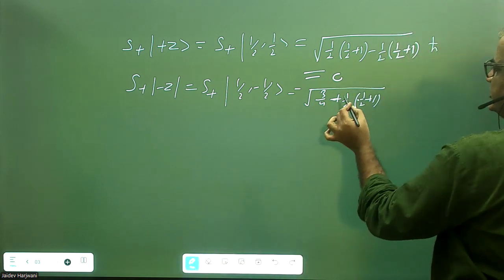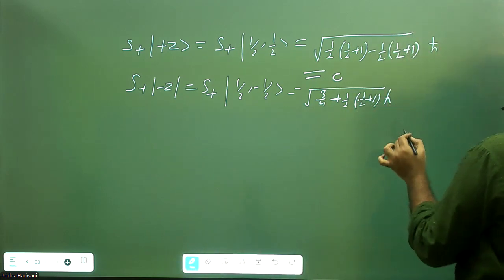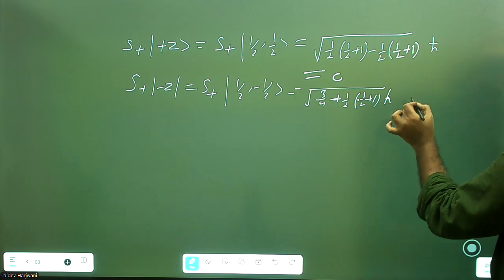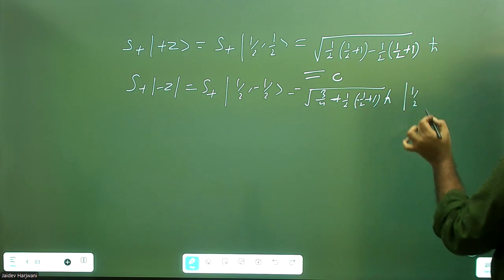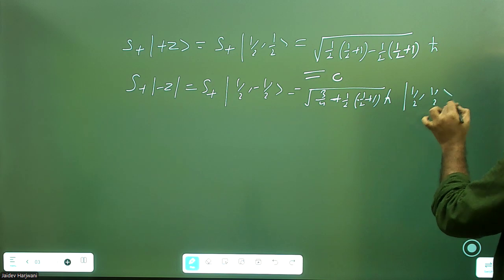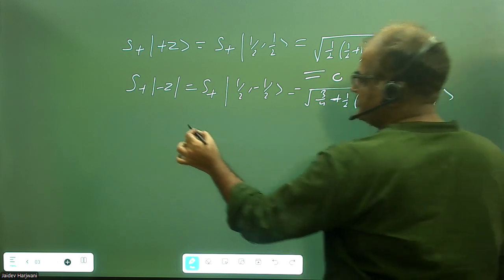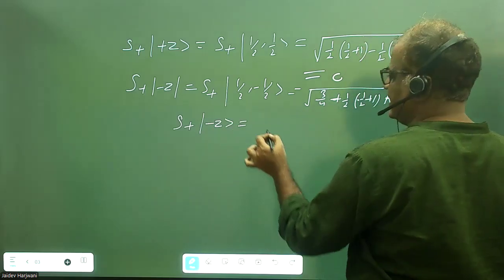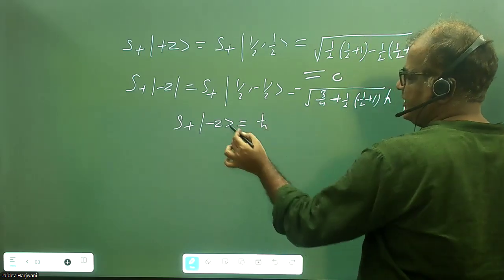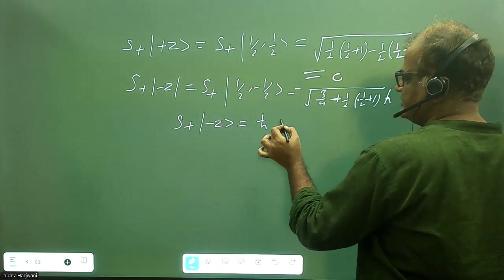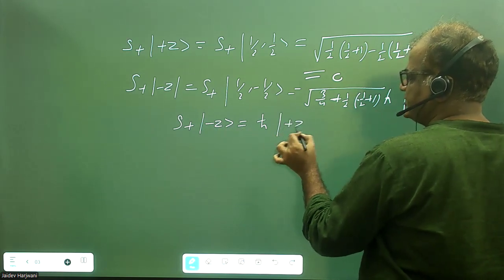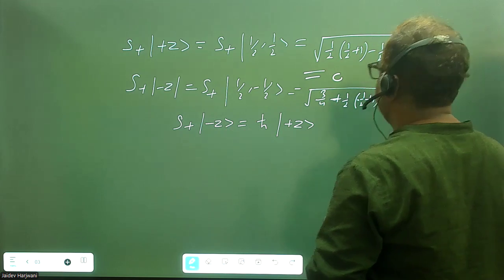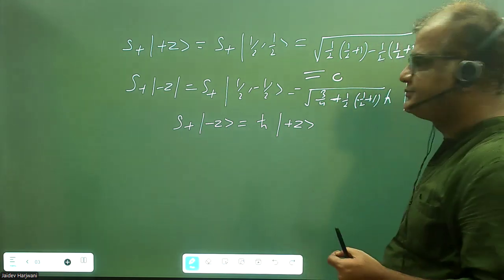So this gives me ħ, and the states now become half, half. So now that means the operation of S plus on the minus Z state gives me the eigenvalue ħ, and the minus Z state becomes the plus Z state, because the state changes by m plus 1.